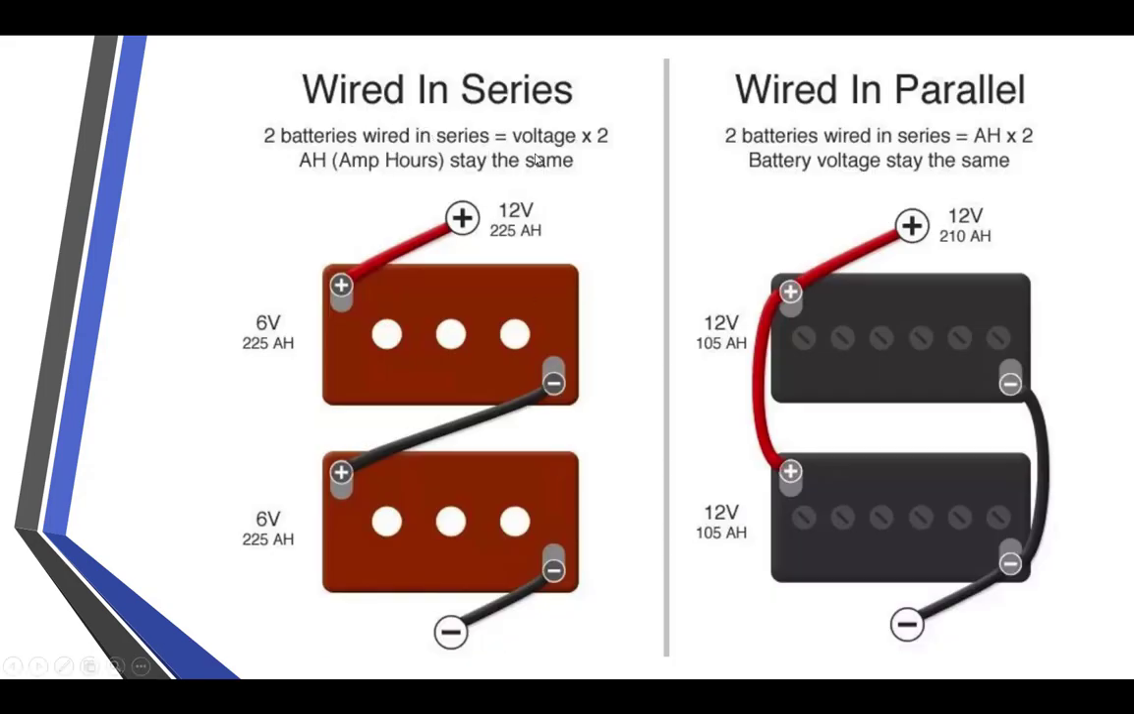So, batteries wired in series. You see here I have a 6 volt and a 6 volt, but I've got 12. Again, I have the same number of amp hours, but when I hook them in parallel, so here the voltage increases, the amp hours stay the same. Here the voltage stays the same, but the amp hours increase.